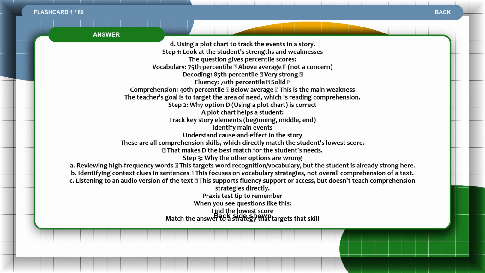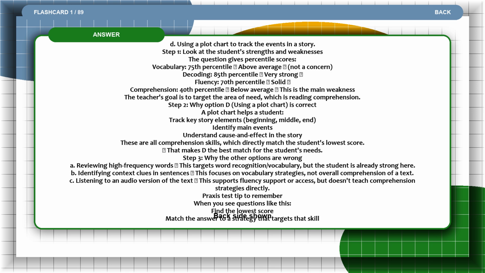The answer is D. Using a plot chart to track the events in a story. Step 1. Look at the student's strengths and weaknesses. The question gives percentile scores. Vocabulary, 75th percentile, above average, no concern. Decoding, 85th percentile, very strong. Fluency, 70th percentile, solid.